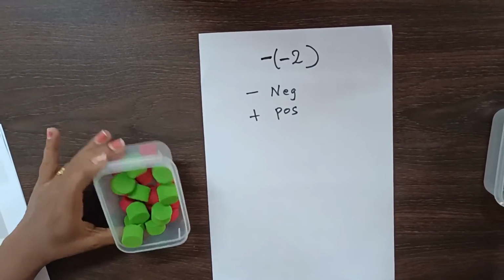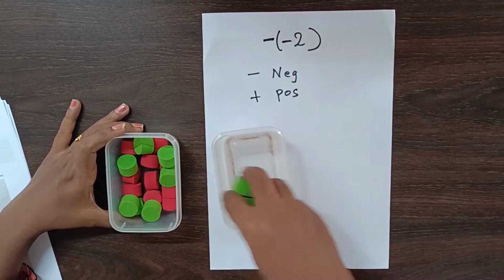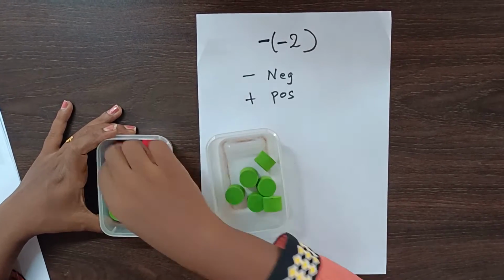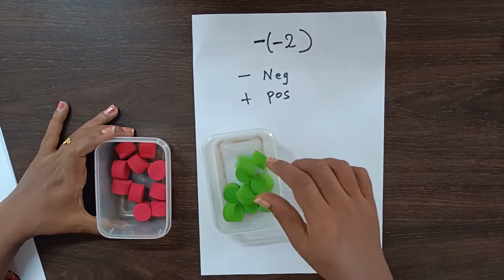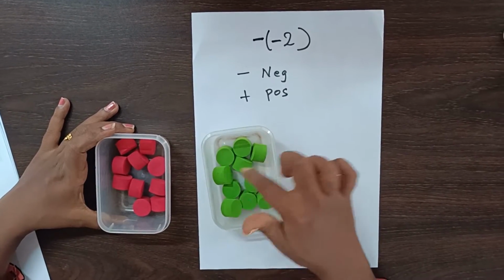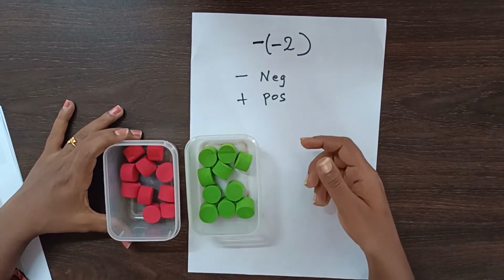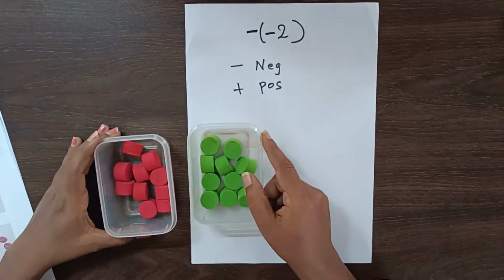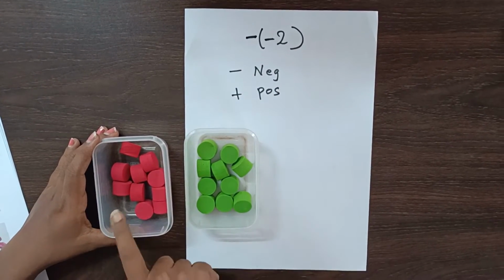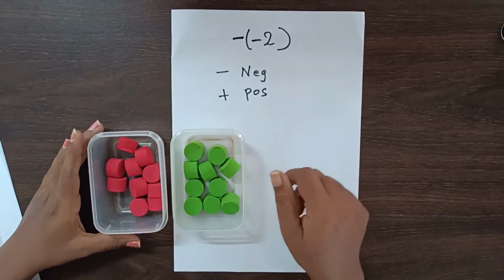Okay, for the second activity, we can now split the different colors in different boxes or bags. And we are going to introduce negative and positive numbers for children. So in the first activity, we asked them to pair so that they get practiced with pairing up. And so now we are going to introduce negative and positive numbers. So I'm going to take red as negative and green as positive.